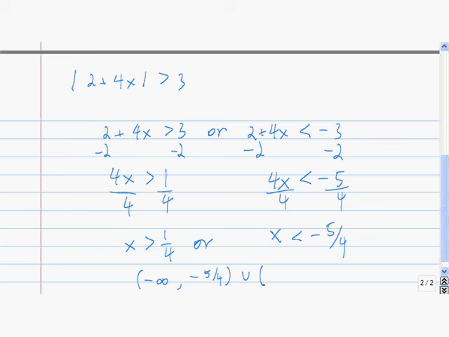Union, everything greater than 1/4. That means 1/4 all the way to infinity. Okay, so that's the interval notation for the solution here of this inequality.